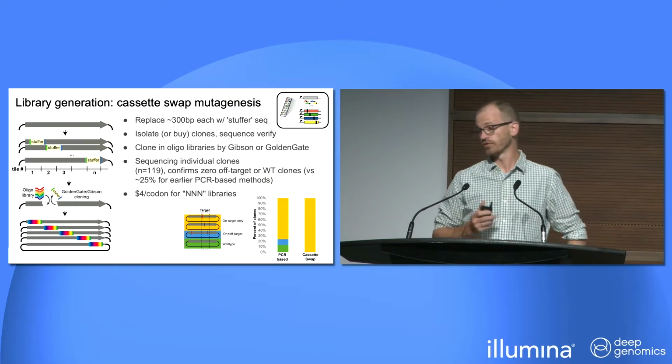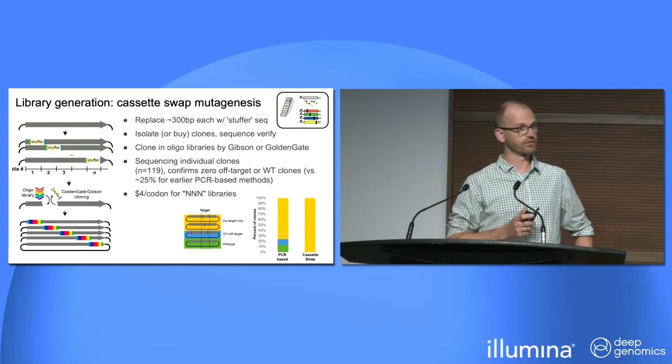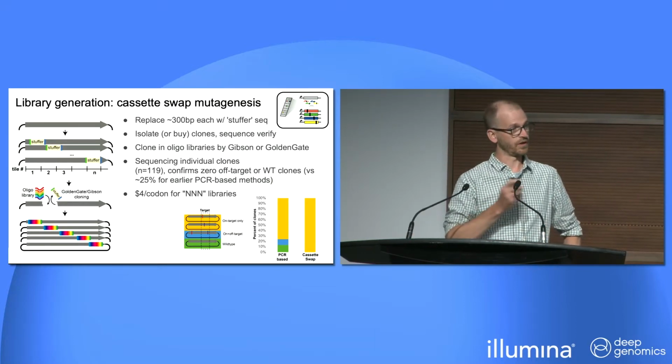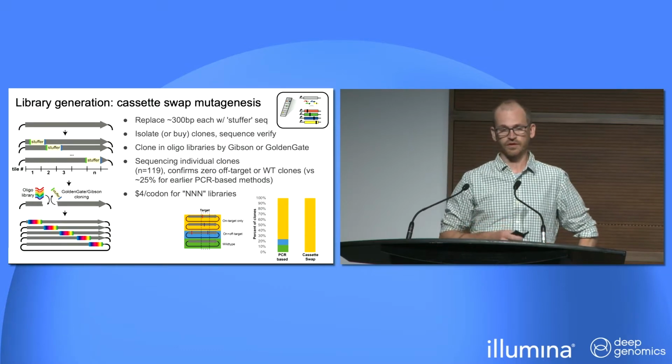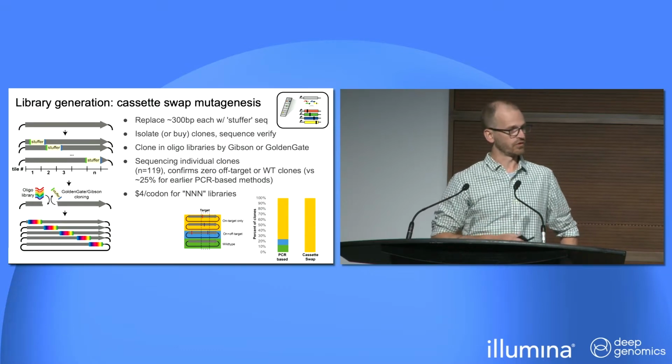We can do this by hand, or these days it's nice to pay companies like Twist to do this. And importantly, we sequence verify them to ensure that our starting bits are free of off-target mutations. So we have clean backgrounds. And then we can use our favorite Gibson or Golden Gate approaches to clone in complex mutational libraries.